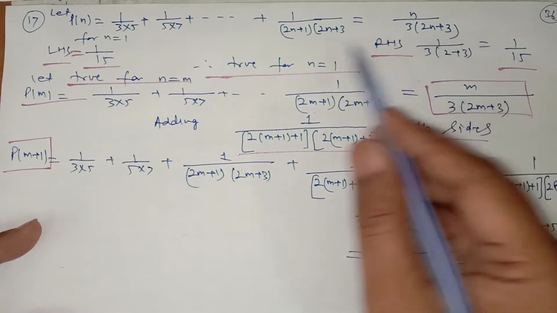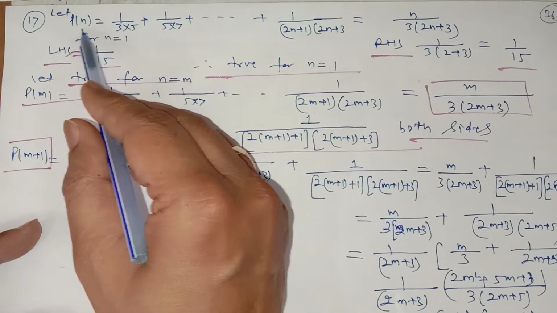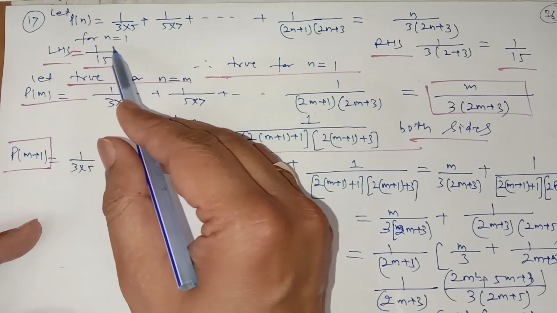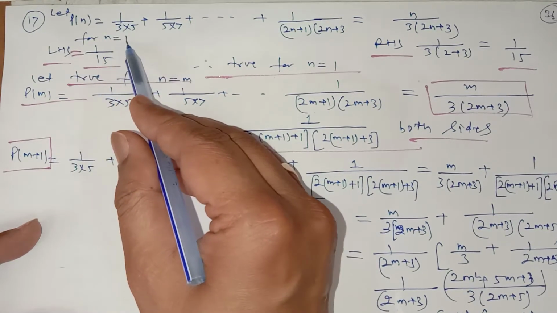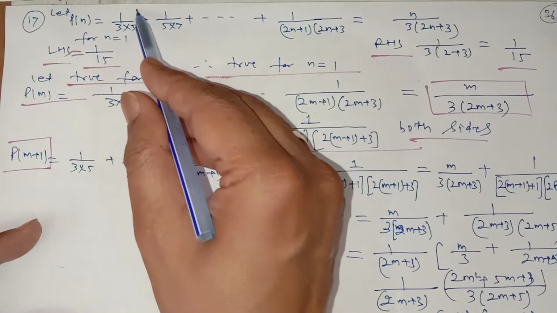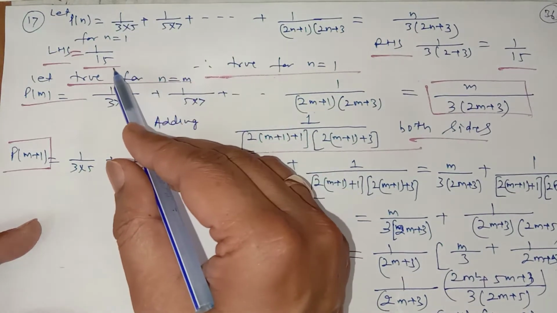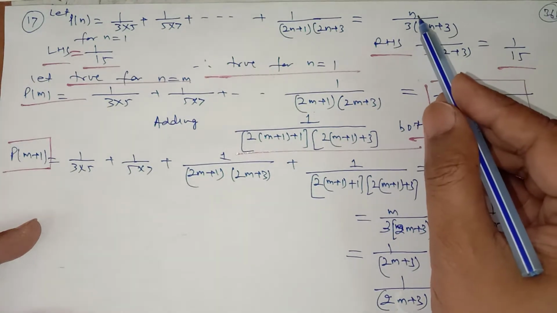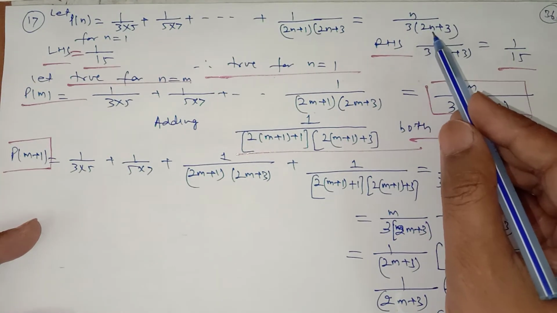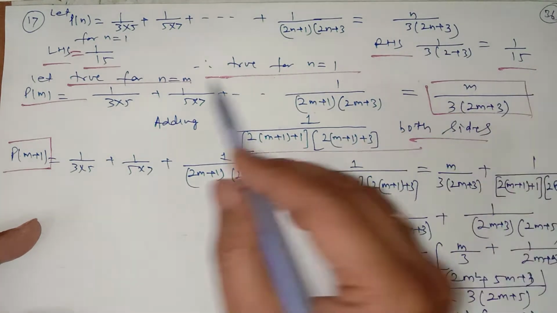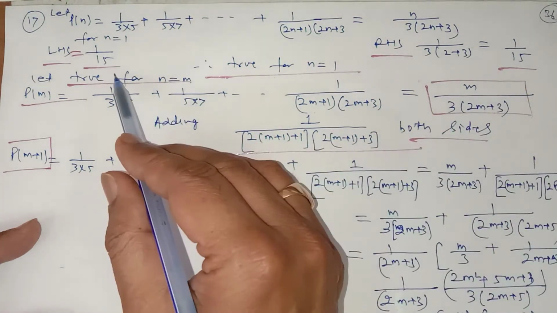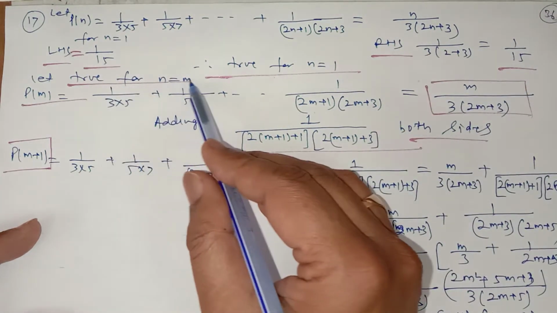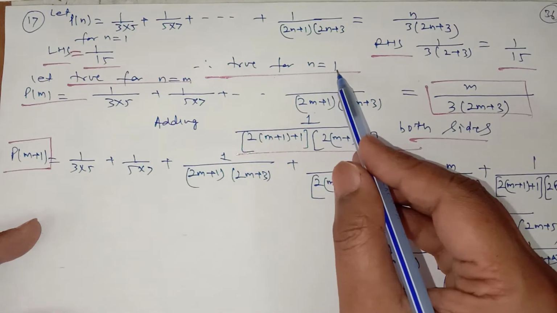So let it equal Pn, and we prove that it is true for n equal to 1. For n equal to 1, the sum of one term on the left hand side is equal to 1 upon 15, and on the right hand side, if you replace n by 1 here, you will get 1 upon 15. So both are equal to each other, and we can say that this statement is true for n equal to 1.